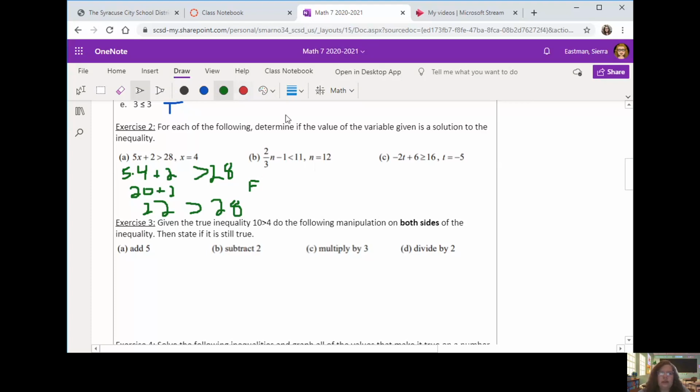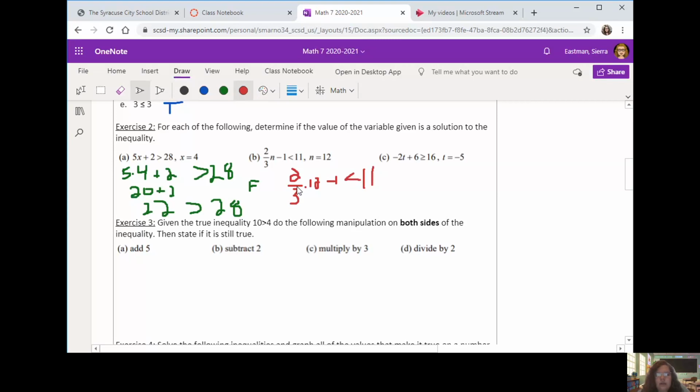Same thing with question B here. I want to replace that n with the 12 because they tell me that n is equal to 12. So we're going to do some substitution. This time I have 2/3, which is our fraction here that's being multiplied by 12, minus 1. And they're telling me that it is less than 11 because we see that alligator symbol as trying to eat the 11, which means they're saying 11 is greater. But let's check if that's actually true.